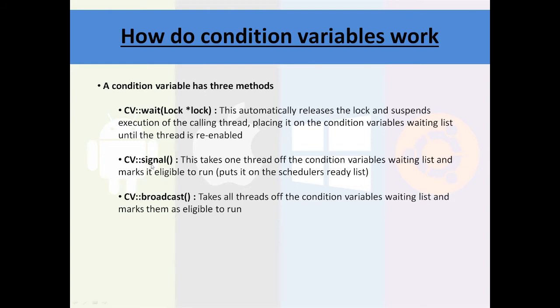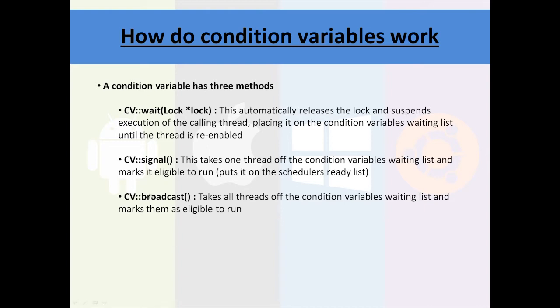Now, that leads us on to the second function, called signal. This takes one thread off the waiting list of the condition variable and marks it eligible to run. We use this method to indicate that another thread can be run. What it does is it takes one of the threads and shifts it from the waiting list to the ready list. And then it's up to the scheduler to decide which process gets processed first.